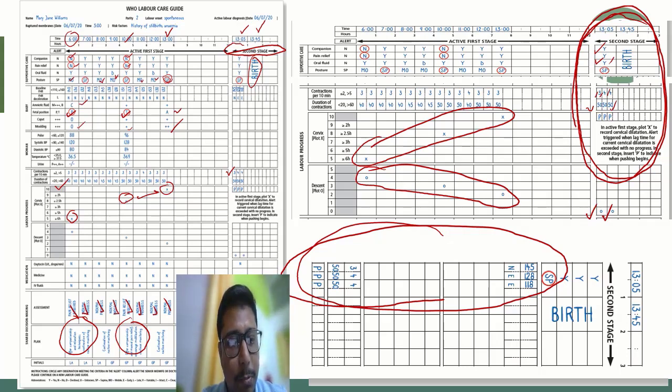Here you can see she is mobile, and at this particular point she is supine, SP, so it is marked with a red circle. See, here the fetal position was posterior to begin with, so it was marked alert. Then it was transverse to begin with, so it was marked alert, and then it became anterior over time, so the alert mark is removed.